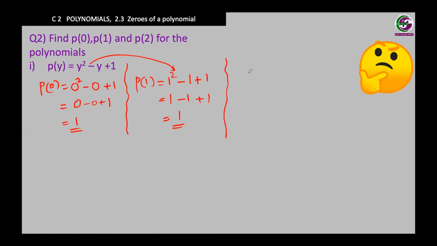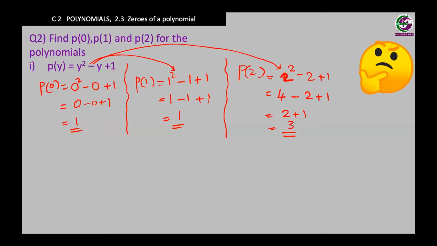Let's take the third case, P(2). How do we replace? P(2) = 2² − 2 + 1, which is equal to 2² is 4, minus 2, plus 1. 4 − 2 is 2, plus 1, which is 3. Finish, we are done. Let us see another example.